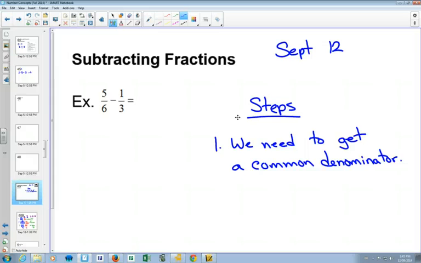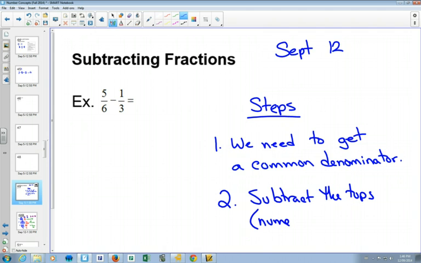So before we can add or subtract them, right now, the one size of pieces are sixths, the other size are thirds. They're not the same size, so we can't add them together or subtract them. Then second, you're just going to subtract the tops. The word for the tops are numerators. And you'll be fine.